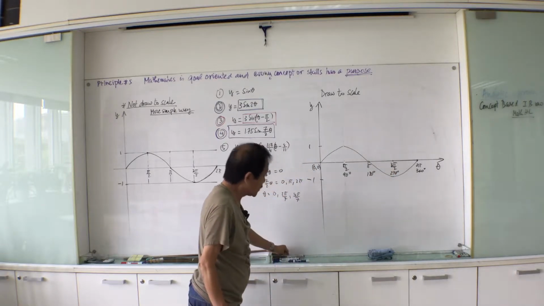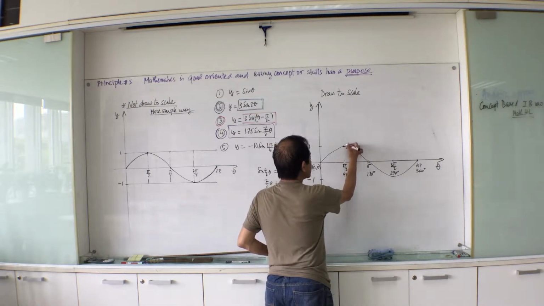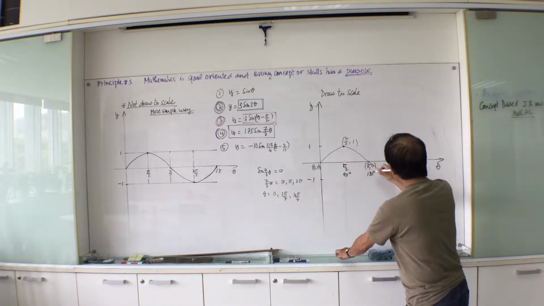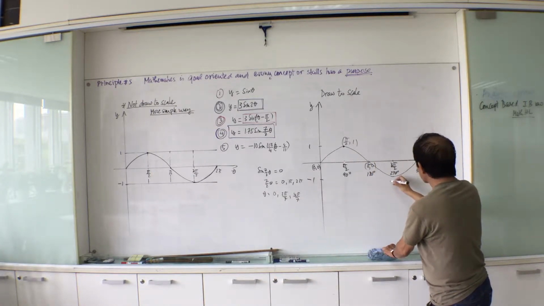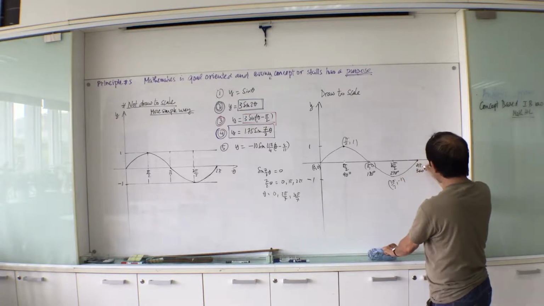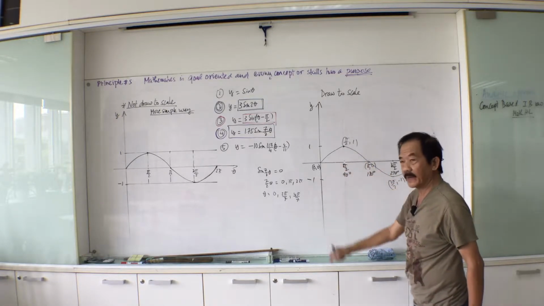When you do the work, you have to label 5 points, right? For example, the point right here should be pi over 2 and 1. The point here is pi and 0. The point here is 3 pi over 2 and negative 1. Finally, you plot 2 pi and 0. So you plot 1 point, 2 point, 3 point, 4 point, 5 point.